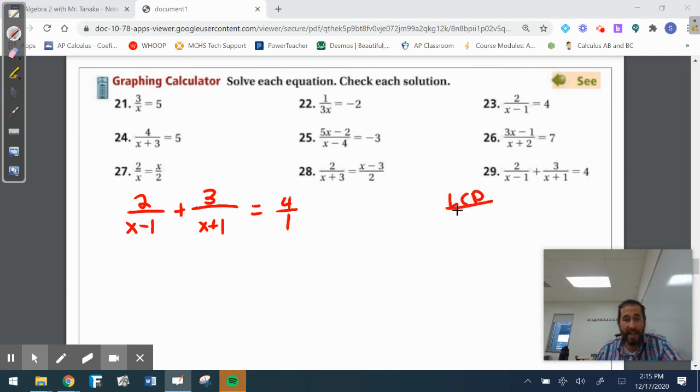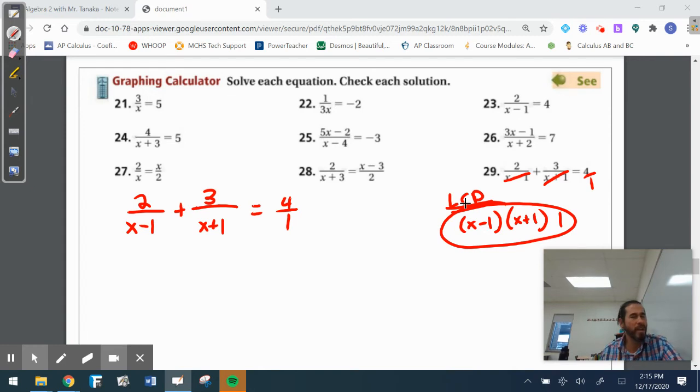Those are all factored. So let's find the LCD. We take our first one, x minus 1, right? And then we check x plus 1. There's not an x plus 1 there, so we got to add it. Now that's 4 over 1. You could add a 1 there, but you never need to do that. So that's my LCD. So remember, what do we do with that LCD? We multiply it by all of these guys. If I multiply it by that one, the x minus 1s will cancel out, and I would be left with an x plus 1. Okay?